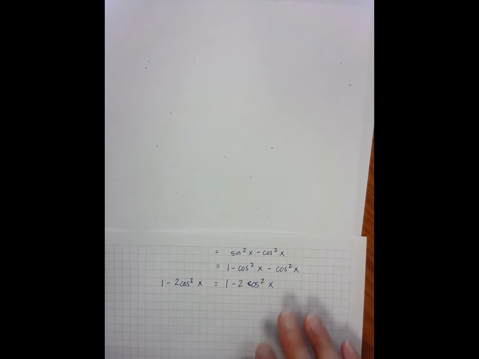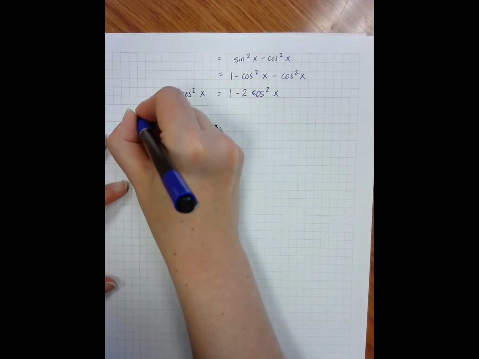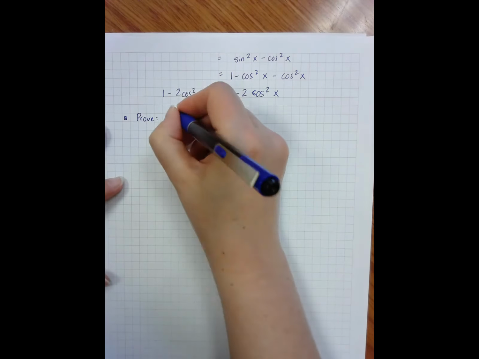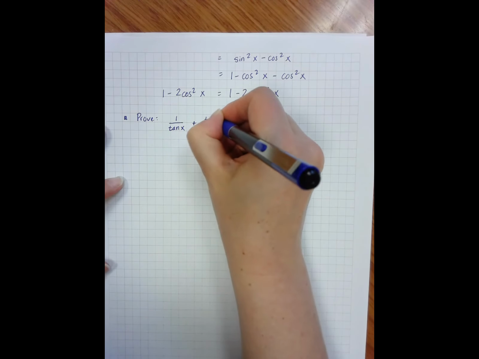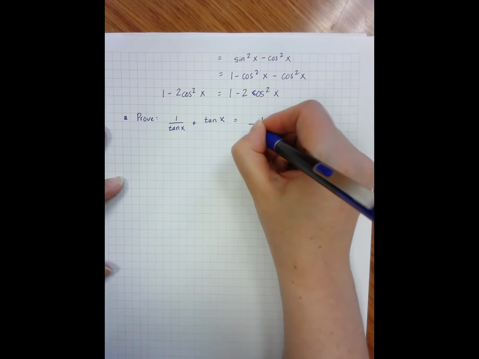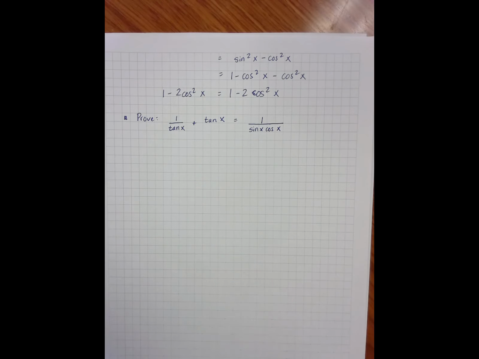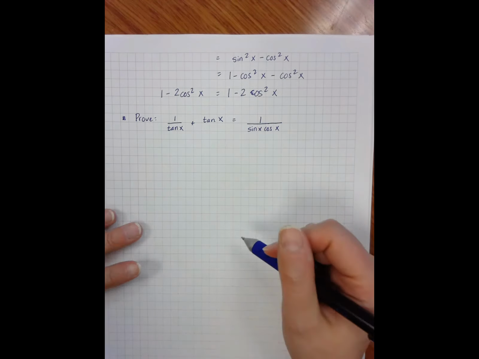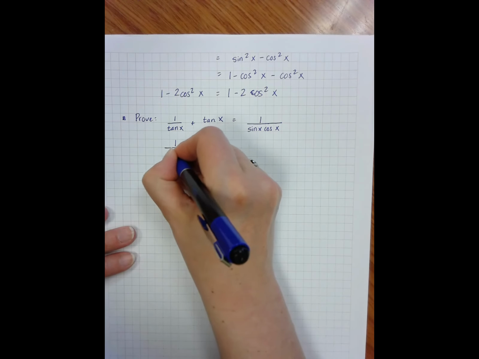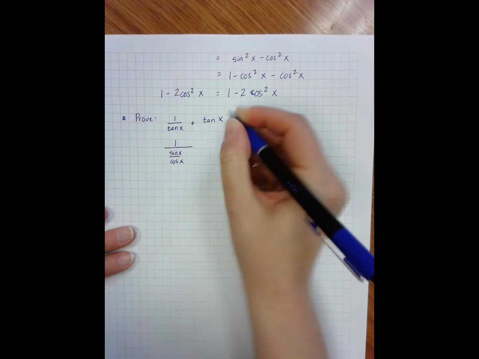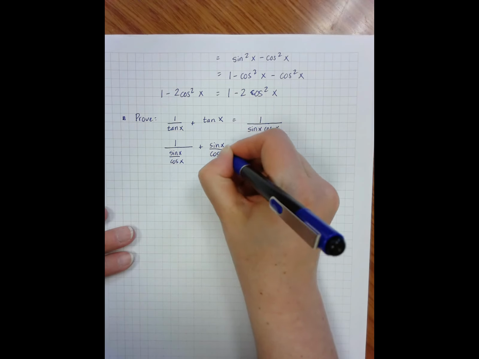Our last example is to prove that 1 over tan x plus tan x equals 1 over sine x cosine x. So again, there are lots of ways to do this. I am actually going to work on the left-hand side this time. So I'm going to replace tan with sine over cosine. And I'm going to replace the other tan with sine over cosine.